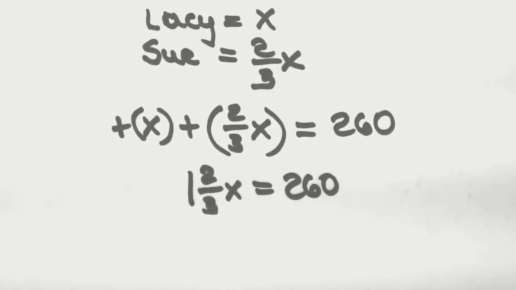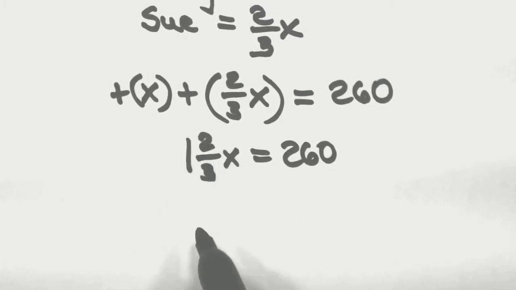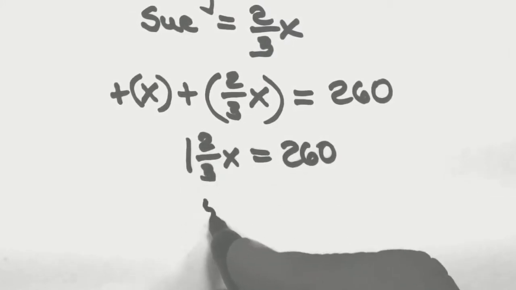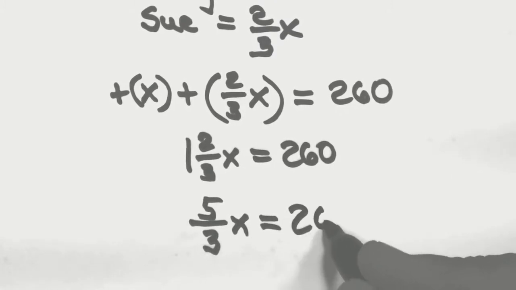But in the algebra, for solving things, it's much easier if you take a mixed number like this and convert it to an improper fraction. So 1 times 3 is 3, plus 2 is 5. This is 5/3 x equals 260.